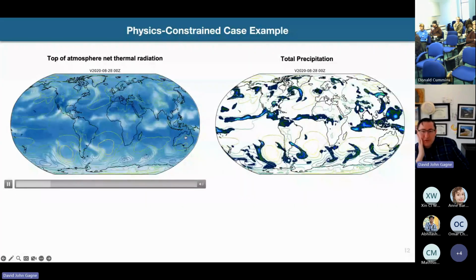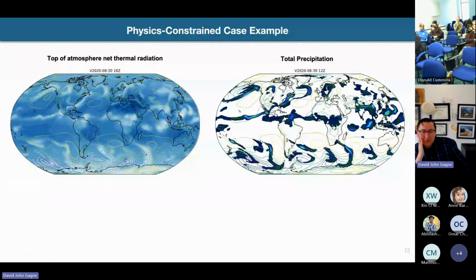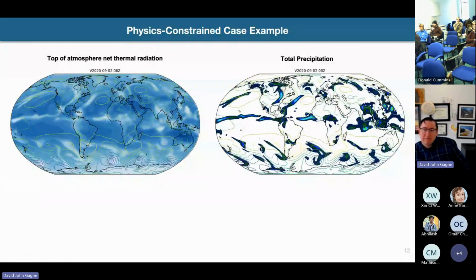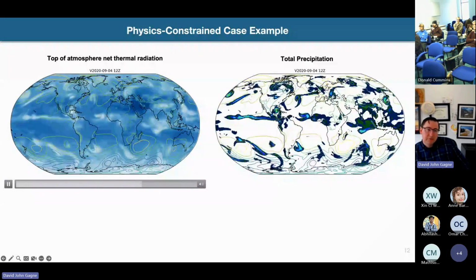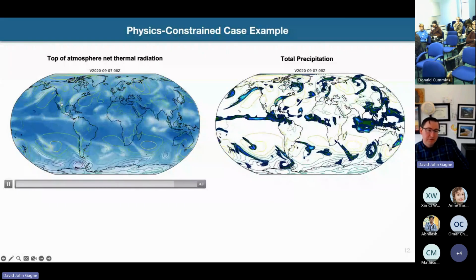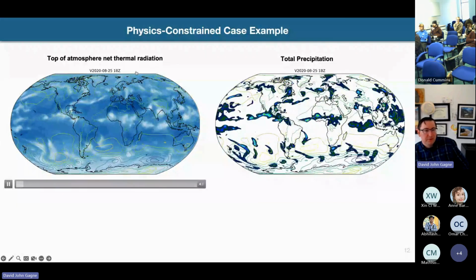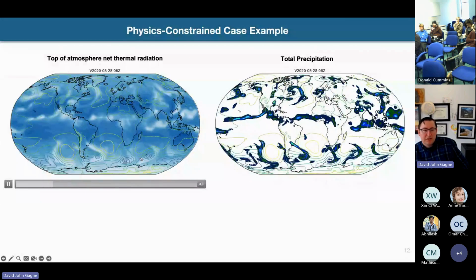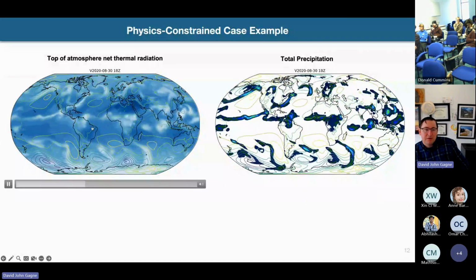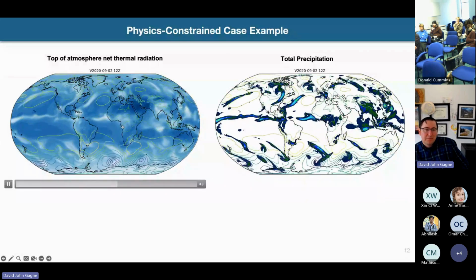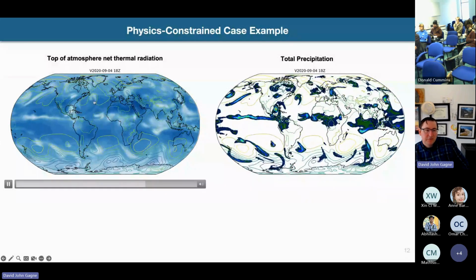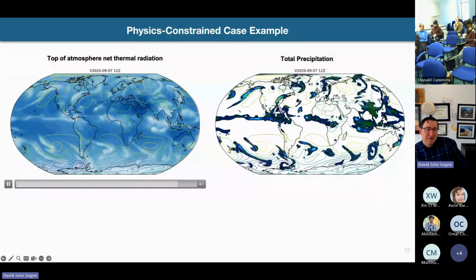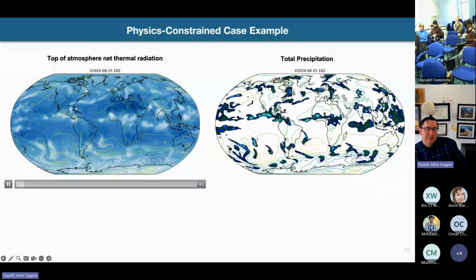But the system also allows us to get other fields out that you don't normally see in these AI weather models. So we have total precipitation, but also we have an indirect cloud representation through the total atmosphere net thermal radiation. And so you can see the clouds propagating along with the precip. And you can also see the diurnal effects of the sun also propagating through the system.